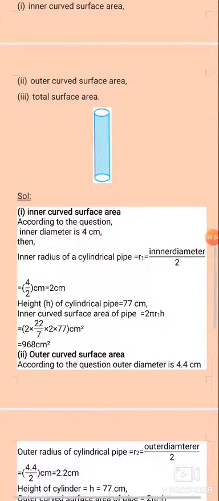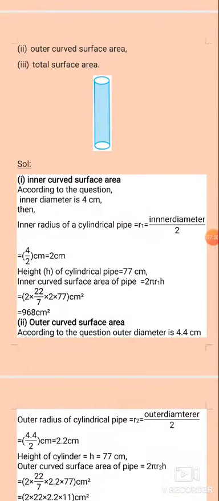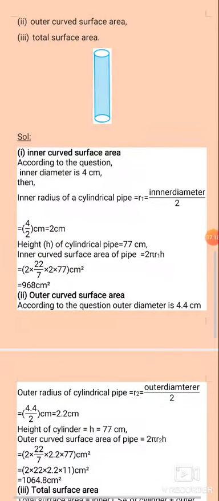4.4 divided by 2 is equal to 2.2. Now height is 77 centimeter. Now outer curved surface area, equation 1: 2 pi r into h. Substitute 2 into pi, 22 by 7, into r, which is 2.2, into 77. Now multiply it.